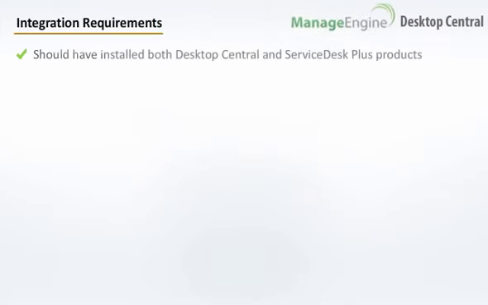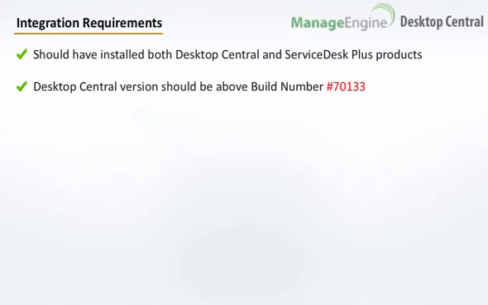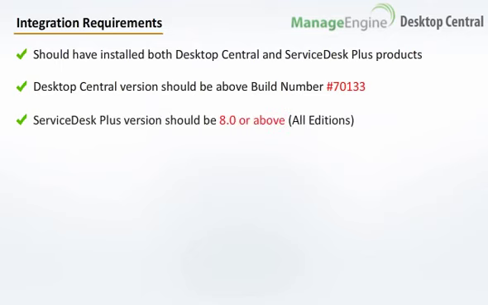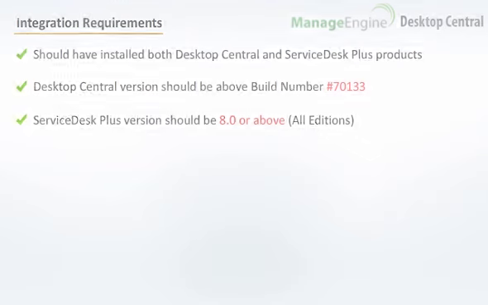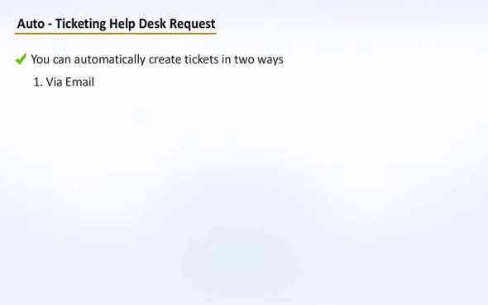To enable auto-ticketing, you should be running both Service Desk Plus and Desktop Central in your network. The Desktop Central build number is above 70,133. The Service Desk Plus version should be 8.0 or above. You can create tickets in Service Desk Plus in two ways. One is via email and the other is using the remote API.